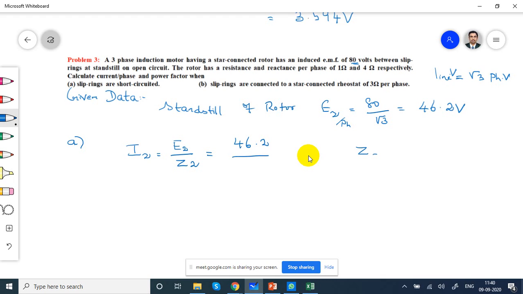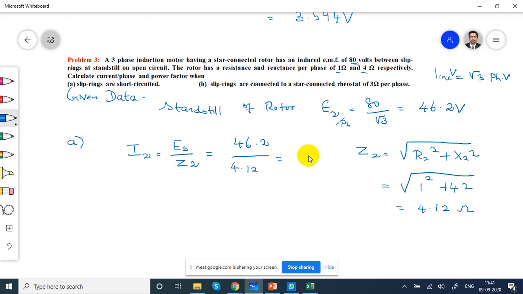How to calculate Z2? Z2 equal to the magnitude of impedance, which is equal to square root of R2 square plus X2 square. So square root of R2 how much? 1, X2 is 4. 1 square plus 4 square. You will get 4.12, the unit of impedance ohm. So substitute here 4.12. You will get 11.2 ampere. Okay, this is the current.